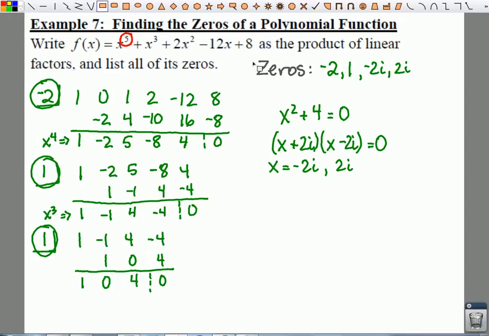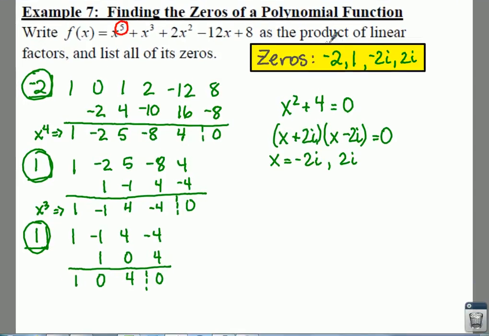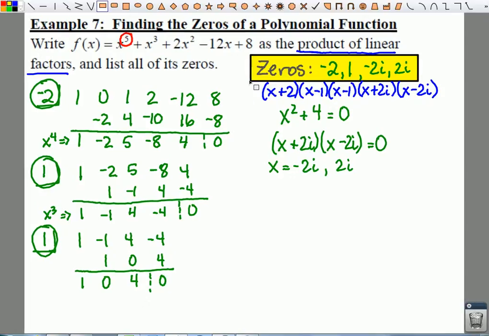But there's your zeros. Now it also says you have to list as linear factors. So in this case, you do have to actually list all of your factors, so since there are 5, our factors would be x plus 2. We have 1x minus 1. We have another x minus 1. We're going to have an x plus 2i and an x minus 2i. So make sure you read the directions. You answer everything that it asks for, and you should be golden.